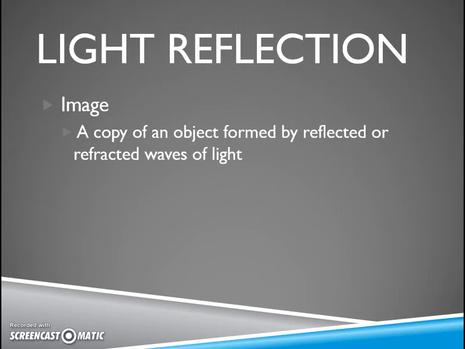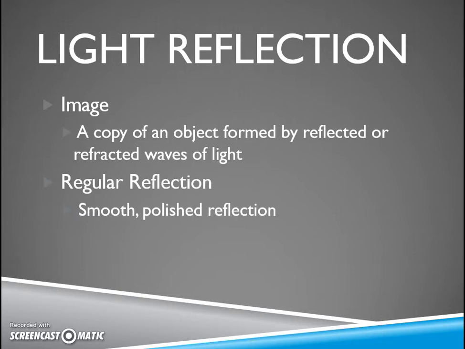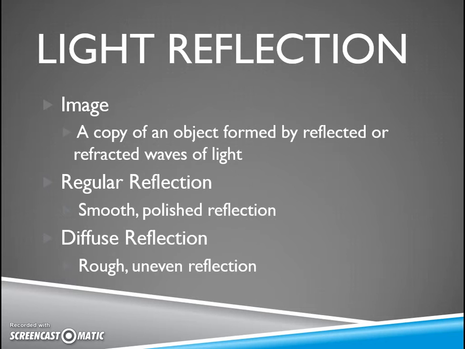Light can be reflected. So you have an image or a copy of an object that's formed or reflected by waves of light. So think about a mirror image when you look at yourself in the mirror every morning. You have regular reflection. That's what you're seeing in your mirror at home, which is smooth, polished, refined. Or you can have diffuse reflection, which is rough and uneven. So think about, for a diffuse reflection, one of the funhouse mirrors, where it kind of expands the size of your head or makes you look really tall.